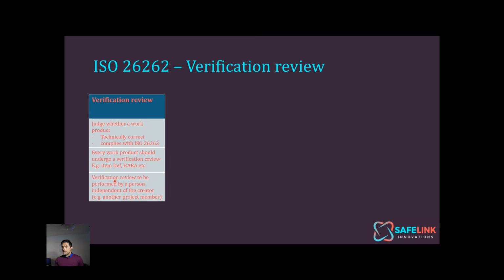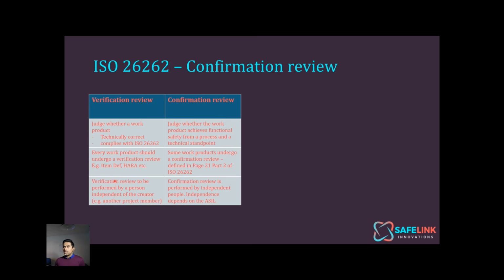Next is a confirmation review. A confirmation review is to judge whether a work product achieves functional safety from a process and a technical standpoint. So it's a little bit more than just a verification review. Here, the important thing is process. While in the verification review, one may not look at process, in the confirmation review, we need to look at the process followed by the author in creating the work product.